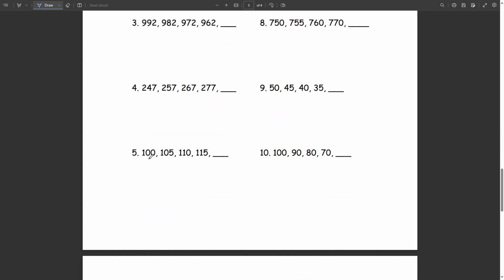Let's do number 5 here. So we see 100, then it goes to 105, then it goes to 110, then it goes to 115. So we see this one goes up by 5, so we're going to plus 5. This one also goes up by 5. This one also goes up by 5. So if we go next, our 115, and then follow our pattern, which is plus 5. 5 plus 5 equals 10. So you write the 0, carry the 1 up. So 1 plus 1 equals 2. And then drag down this 1. And we get our answer, 120.